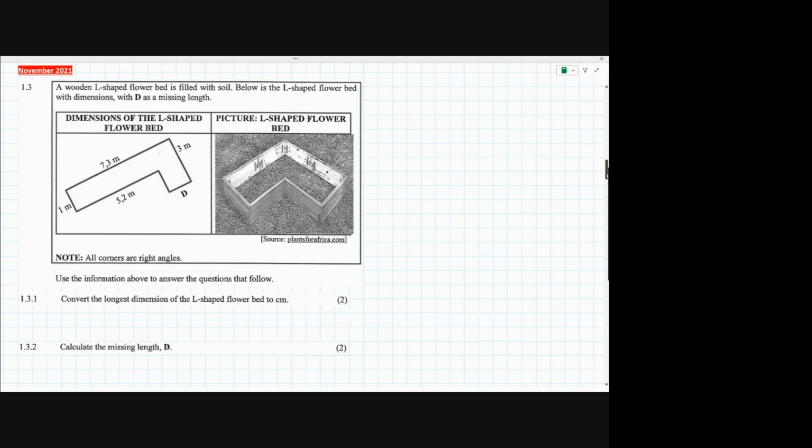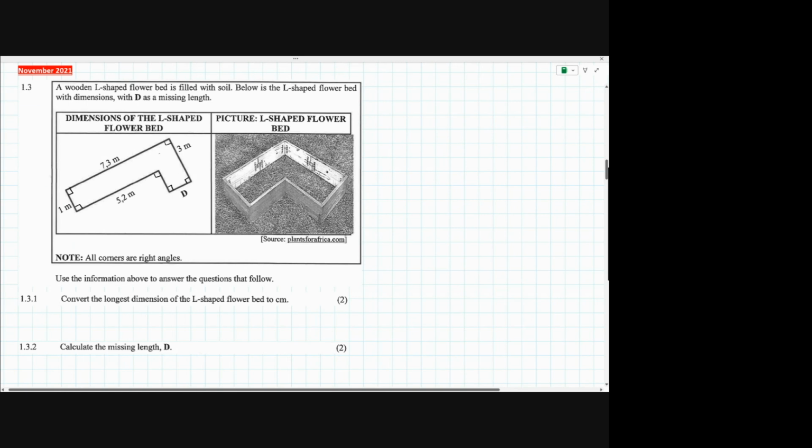All right, but let's see what we have here. So we've got a wooden L-shaped flower bed filled with soil. Below is the L-shaped flower bed with dimensions, with a D as a missing length. And we've got the dimensions, and then we've got an actual picture of what that flower bed would look like. It also makes a statement of note: all corners are right angles. So basically what that means is on my diagram, if I wanted to fill it in, these would all be 90-degree angles that I'm working with. I suppose if you wanted to, you could put one there, but they're all right angles.